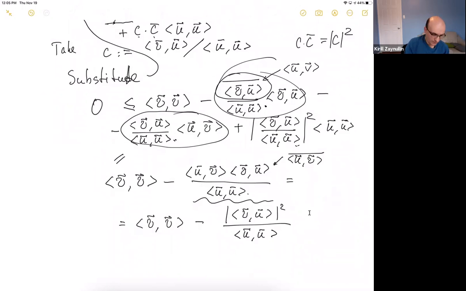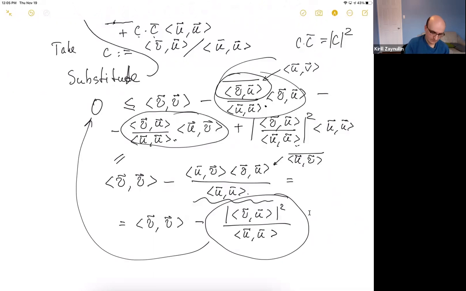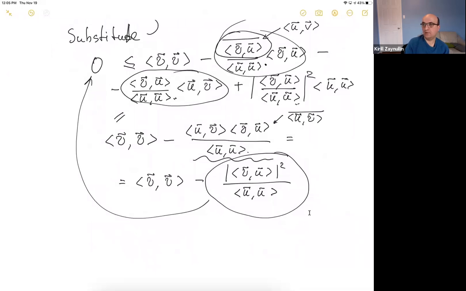And of course, if you look carefully at what is written here, what we can do now is just move this number to the left-hand side and multiply both sides of this inequality by u comma u. Then what will we get? We will get the desired Cauchy-Schwarz inequality.